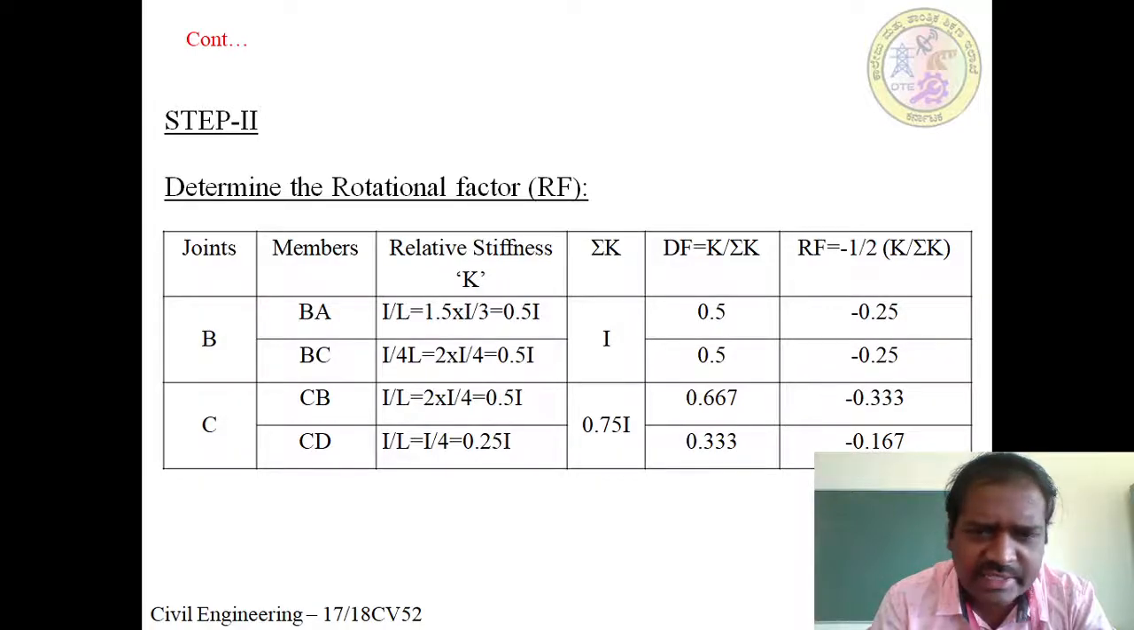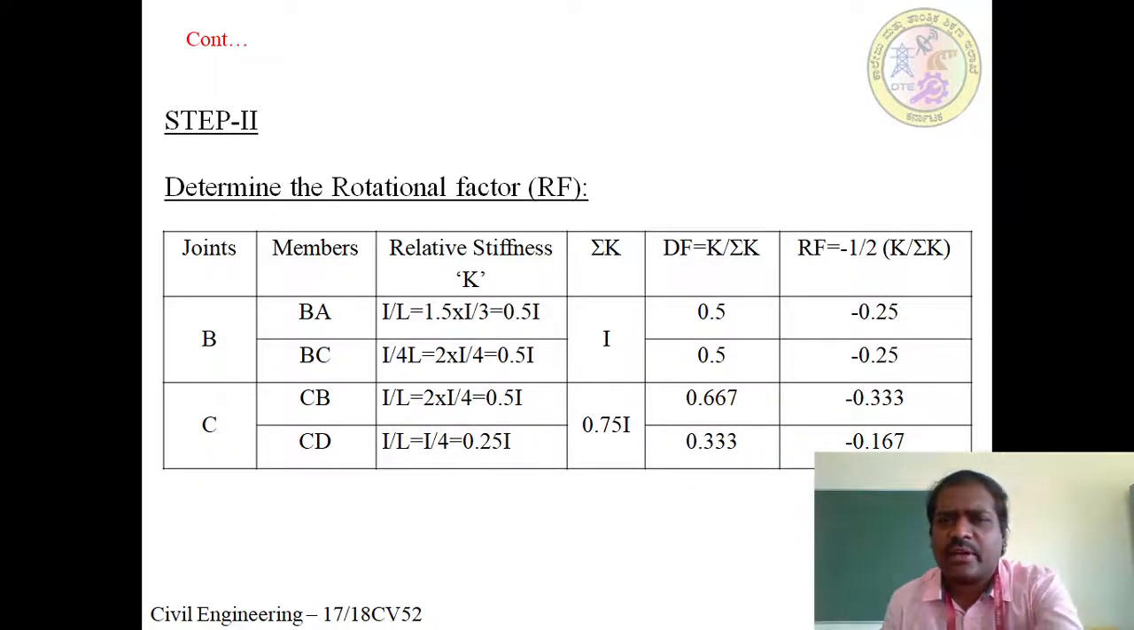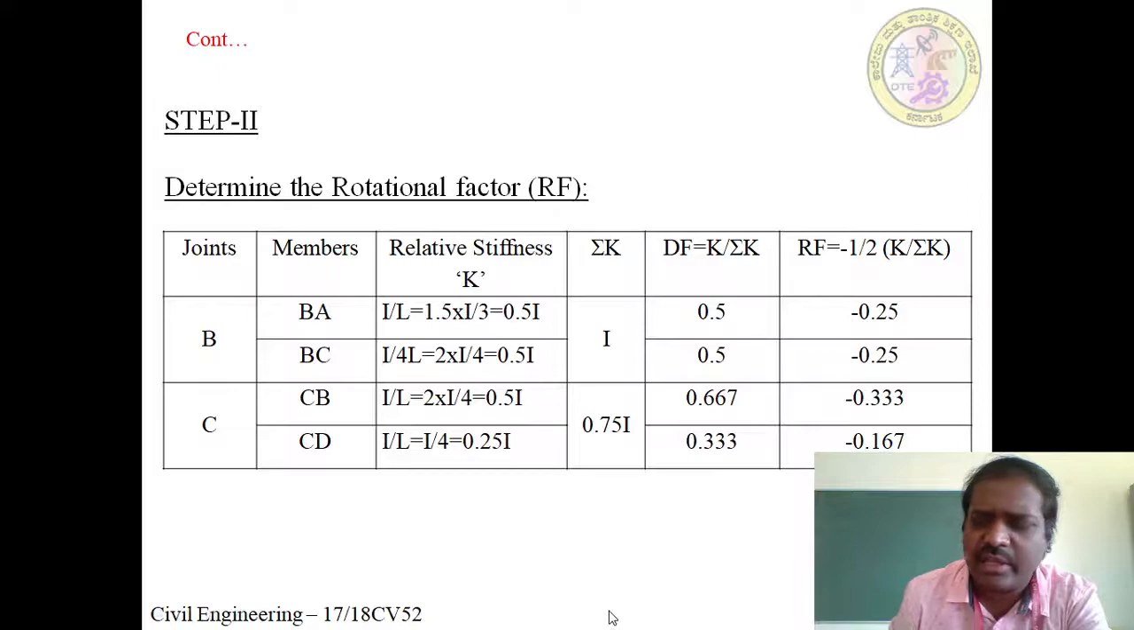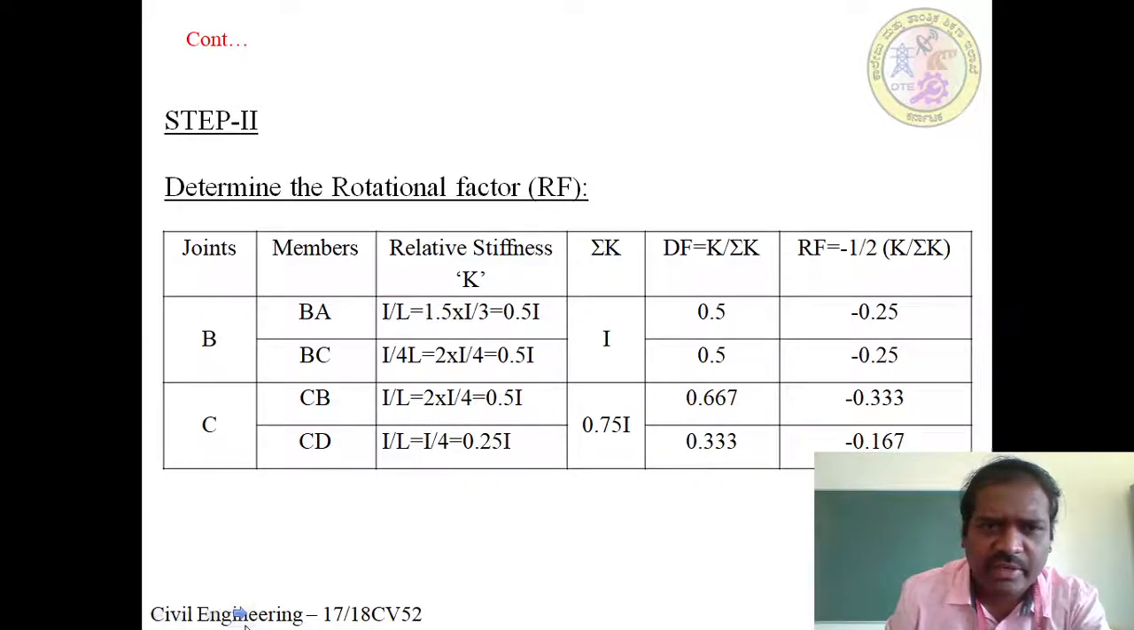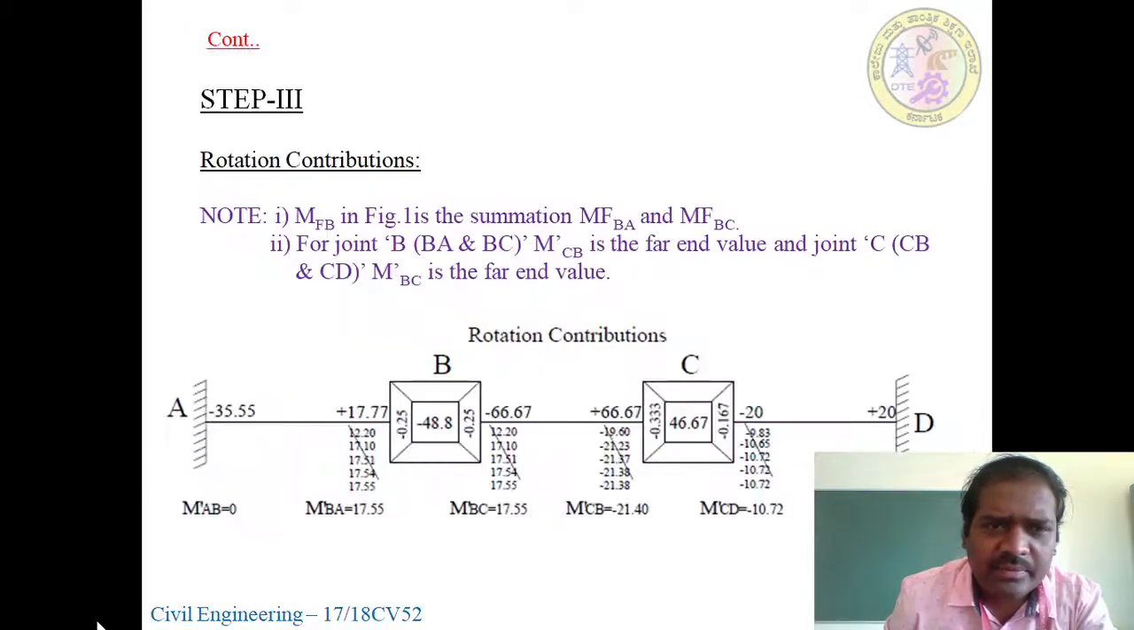D will be fixed. So based on that, we have to calculate the distribution factor, K by summation of K, and rotation factor, minus half into K by summation of K. So make the correction at BC. It is I by L. It is not I by 4L. So it is I by L.